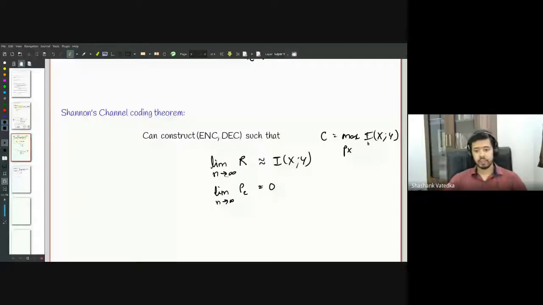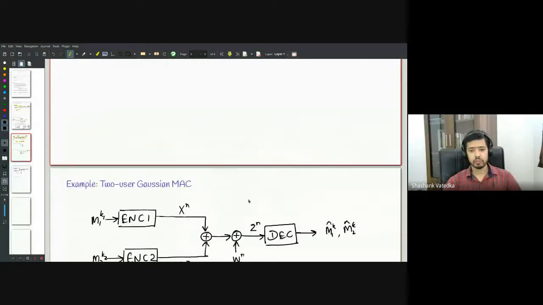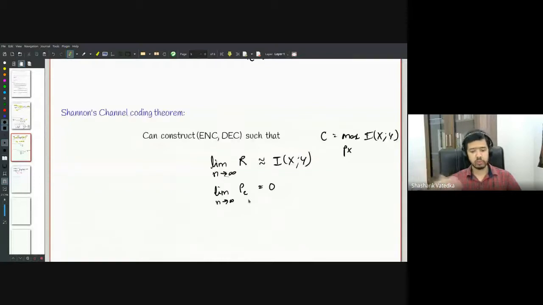Right? At the same time, the encoder and decoder must, of course, guarantee reliable communication, which means that the probability of error, for very large n, can be made arbitrarily small. So in the limit, the probability of error is equal to 0. All right. So this is just for point-to-point communication systems. Right? And you've seen all of this in your information theory course, or in your channel coding course.